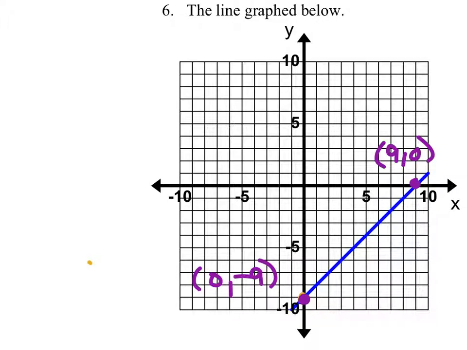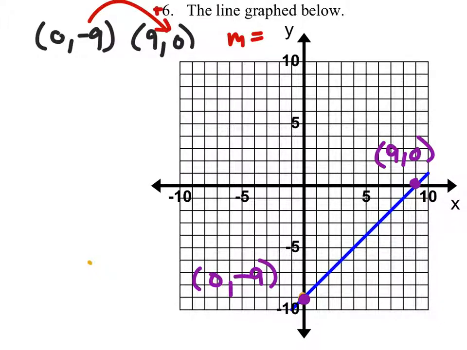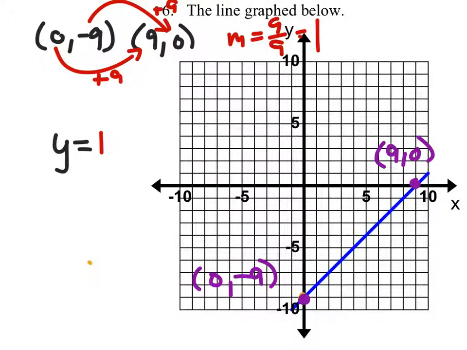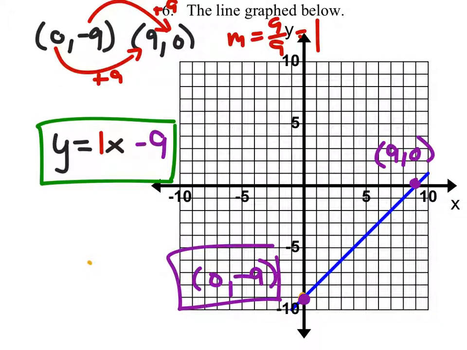So if you want to, you could use rainbow method on these. 0, negative 9, and then 9, 0. So to find good old slope, we went up 9, and then over here we went to the right 9. So 9 over 9 equals 1. That's our slope. So far the equation is y equals 1x, and then we already did find the y-intercept, which was 0, negative 9. There's the equation.